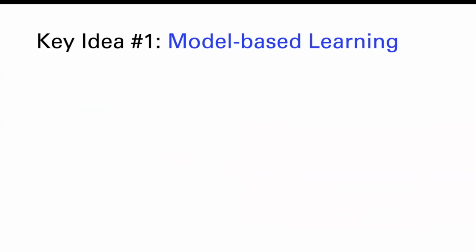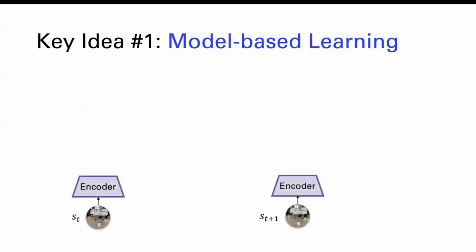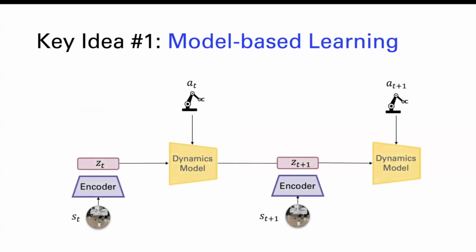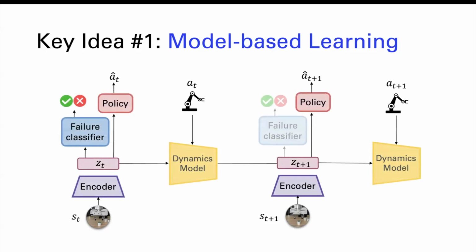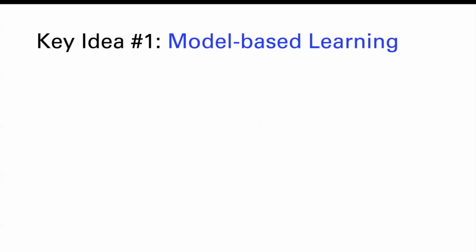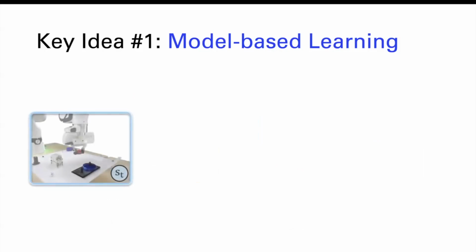We encode the image observation into latent embeddings and train a latent space. On top of this latent space, we jointly train a policy head that predicts the policy action given the embedding. We also train a failure classifier that predicts whether an embedding represents a failure state. The joint training of the dynamics and the policy enables the model to perform rollouts into the future.